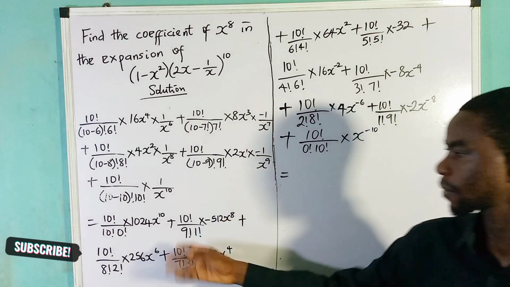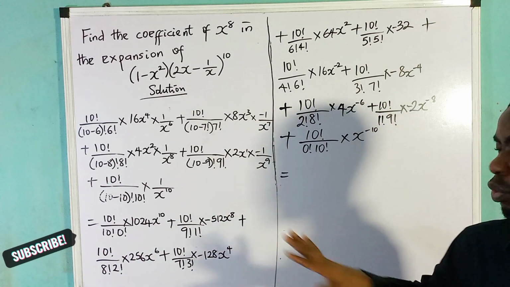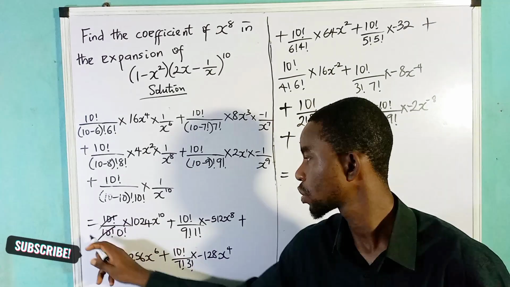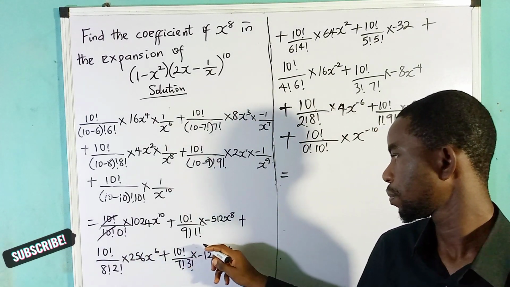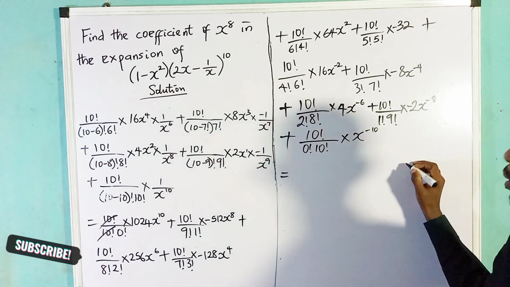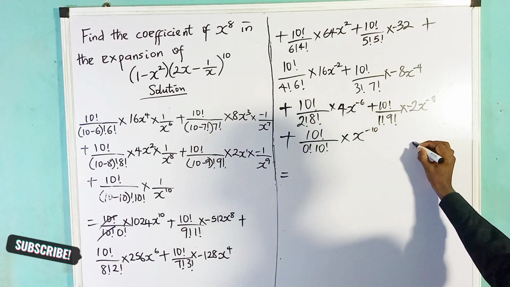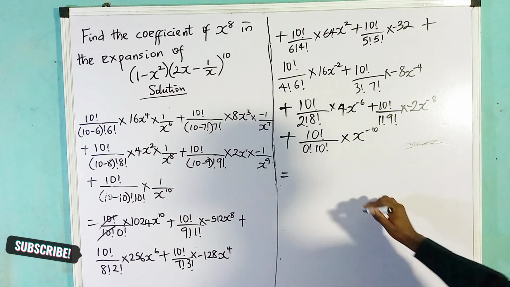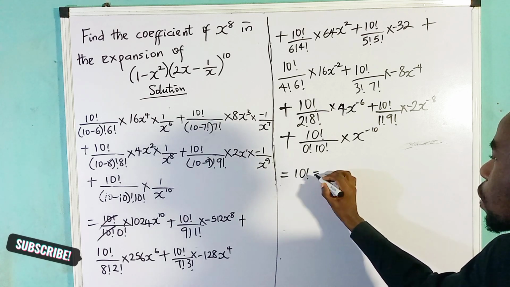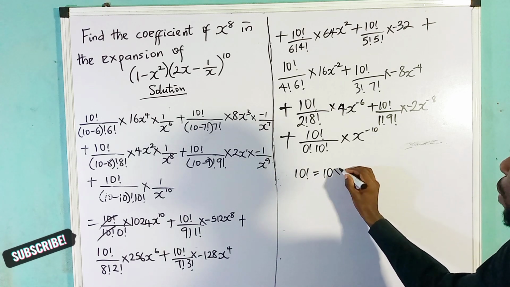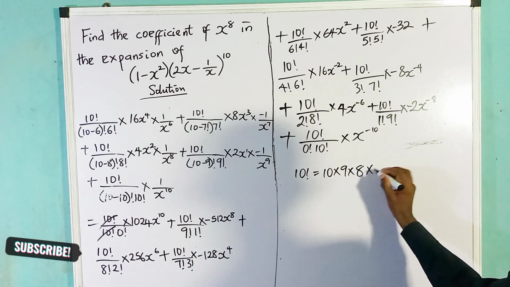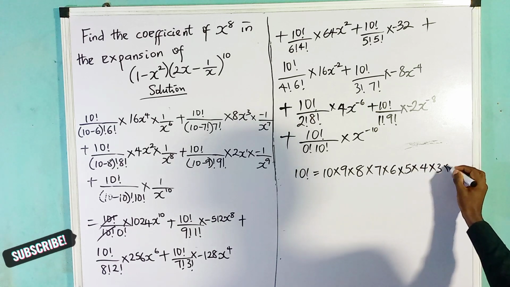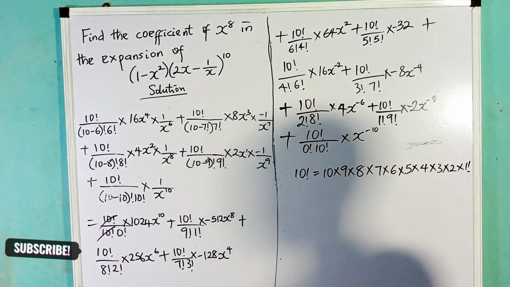So right now, I'll be cancelling out some of the numbers so that we'll reduce what we have. 10 factorial is going to cancel out 10 factorial. Now take note, if you've not heard of factorial before, 10 factorial is the same thing as 10 times 9 times 8 times 7 times 6 times 5 times 4 times 3 times 2 times 1.